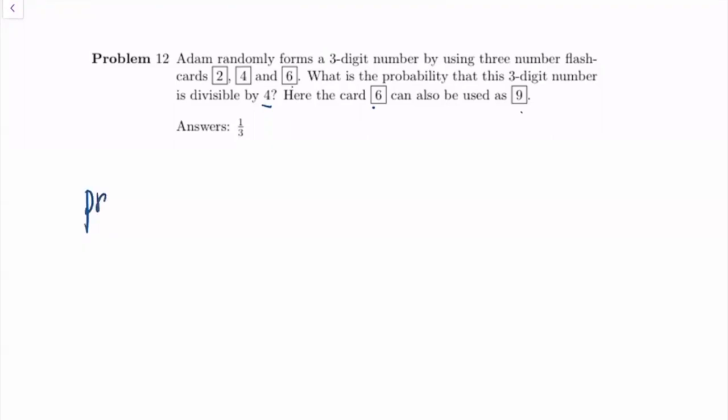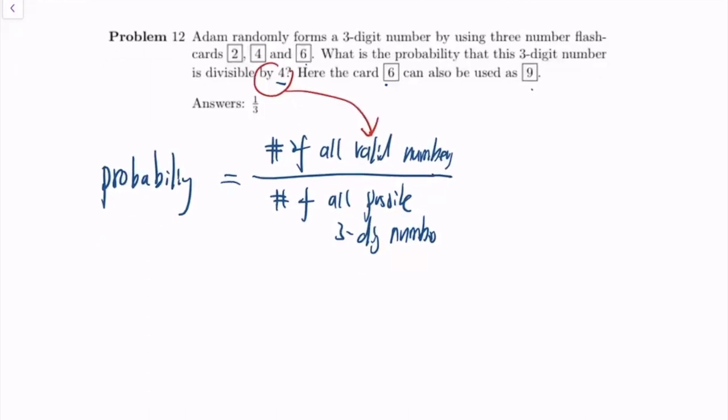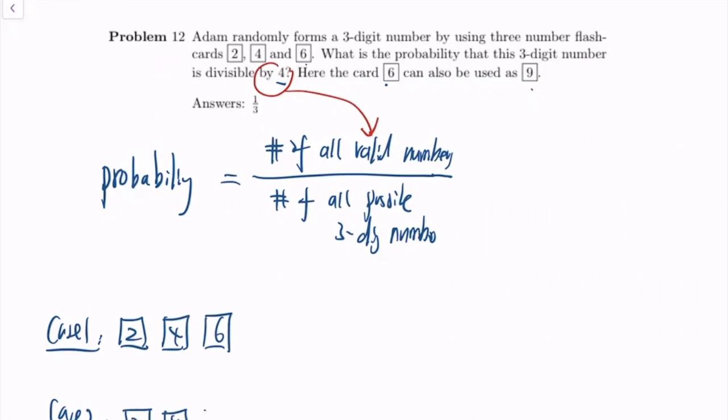Okay, we'll just use the basic formula. Probability equals the number of all valid numbers over the number of all possible three-digit numbers. Valid means it's divisible by 4. We can look at two cases. Case one, we use the three numbers 2, 4, 6. Case two, we use the three numbers 2, 4, and we flip around and use 9. For this case, the total is obviously 3 factorial, which is 6, a permutation.